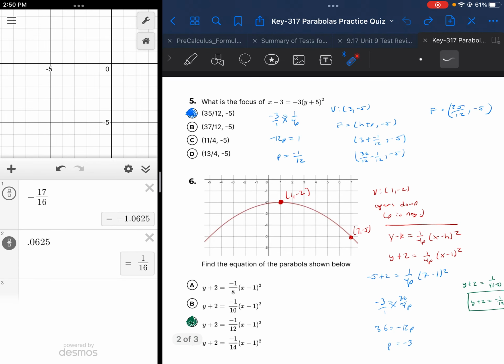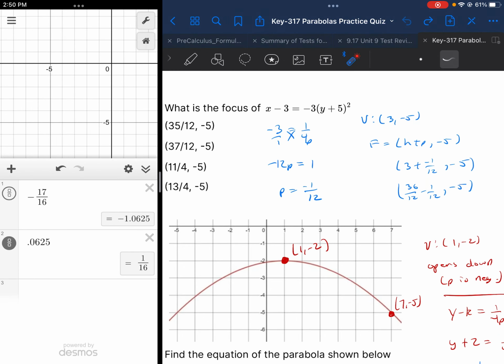All right, number 5. What is the focus of the equation x minus 3 equals -3 times (y plus 5) squared? So again, we're in the form that we want. Anytime we're looking for a focus or a directrix, we need the value of p. So we take that number on the outside, -3, represent it as a fraction, set it equal to 1 over 4p, and cross multiply. -3 times 4p is -12p, 1 times 1 is positive 1, divide by -12, and we get p equals negative 1/12.